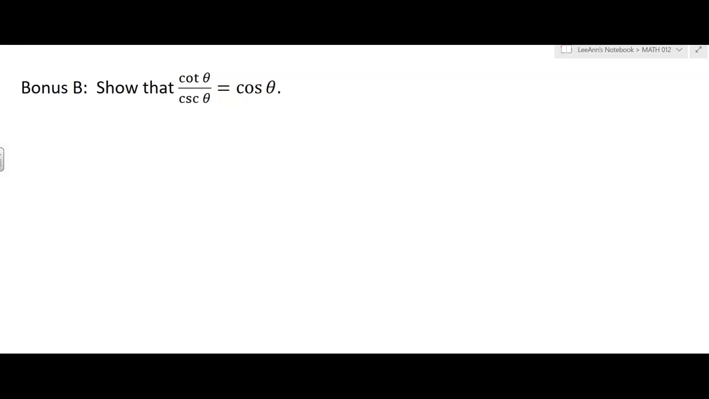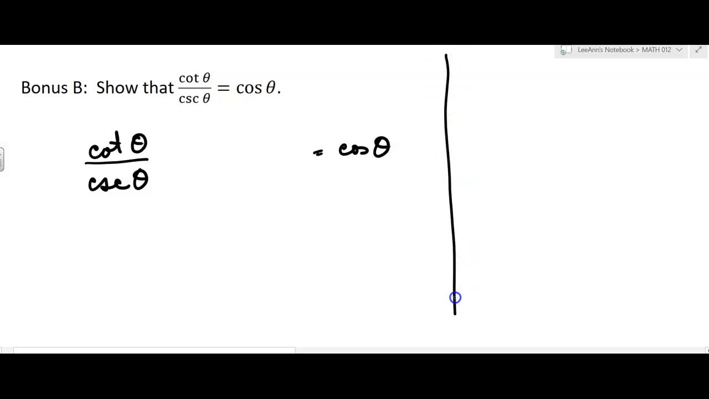So this is another one of those bonus problems. I have cotangent theta over cosecant theta, and I want it to equal cosine theta. So the more complicated part is on the left. I'll just write cotangent theta over cosecant theta, and I'm trying to get it to be a cosine theta. So I probably would look at the cotangent and think, well, what do I know about cotangent? It's not squared, so I'm probably not going to use a Pythagorean identity.